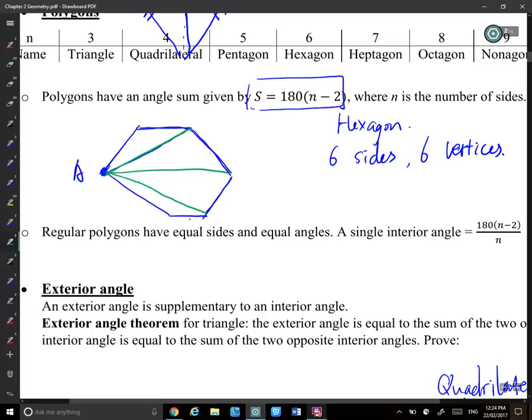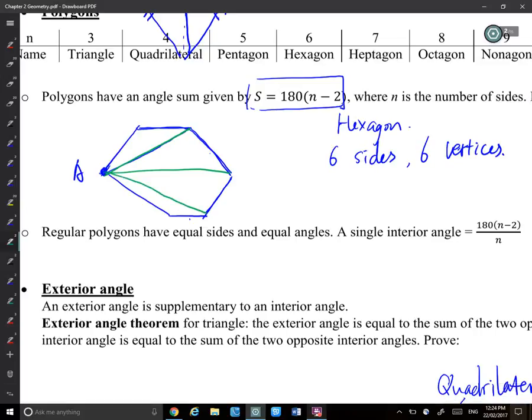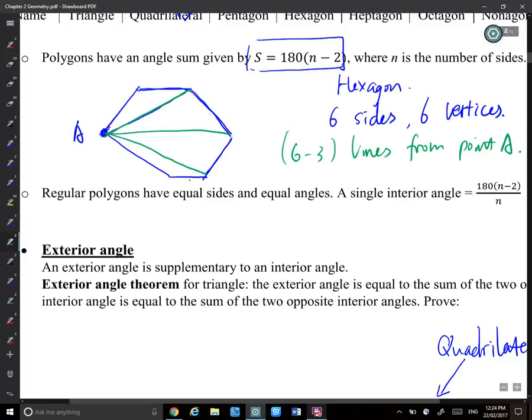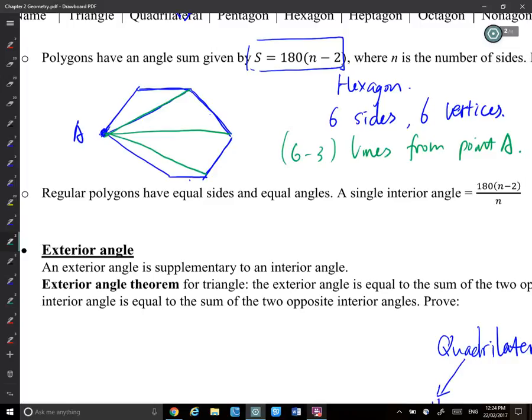It is 3, because there are 6 points in total. I cannot connect to myself, that's minus 1. I cannot connect to the 2 adjacent ones because those would be the sides, so that's minus another 2. So I can draw 6 minus 3 lines from point A, excluding itself and the 2 adjacent ones. I can draw 3 lines to other vertices.